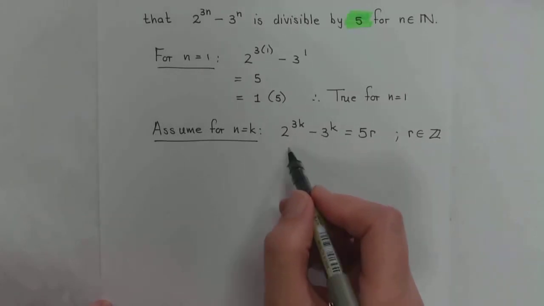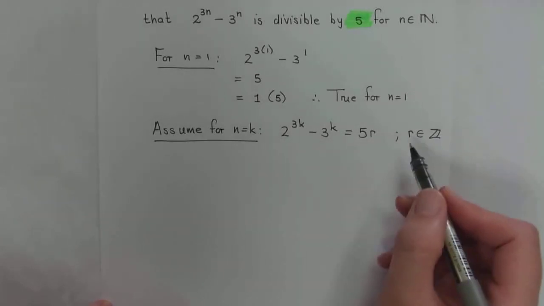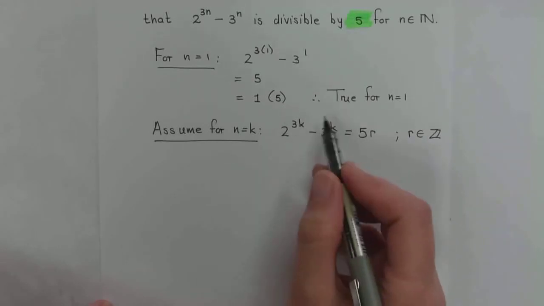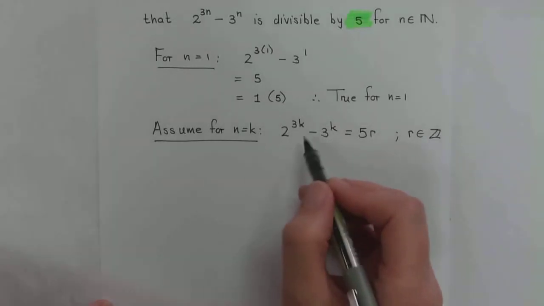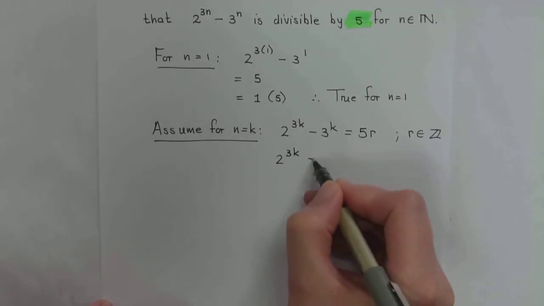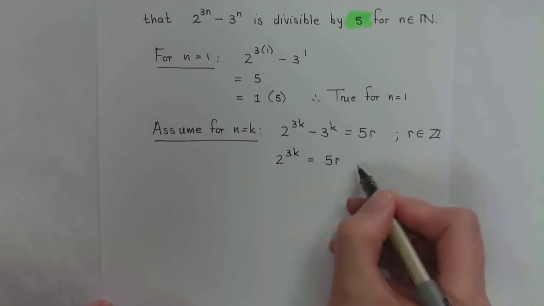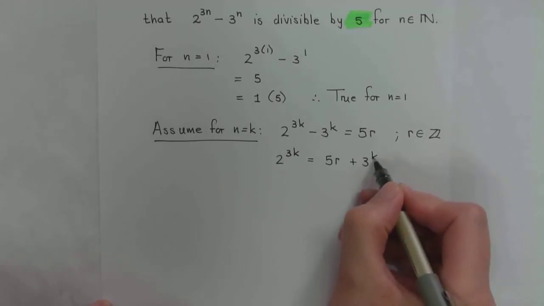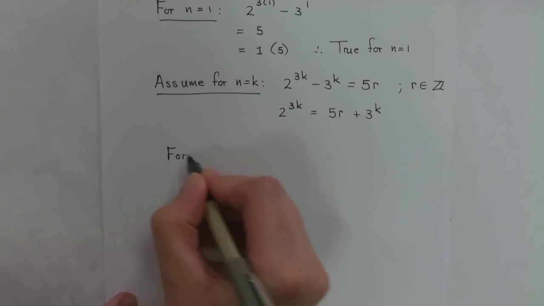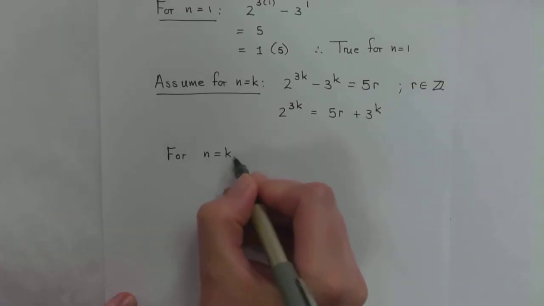So I'm again going to prep my substitution. A lot of people go like, well, should I prep it for this one or this one? It really doesn't matter. I always just stick to the first one. So I go 2 to the power of 3k is then equal to 5r plus 3 to the power of k. Good. Next step. For n equal to k plus 1.